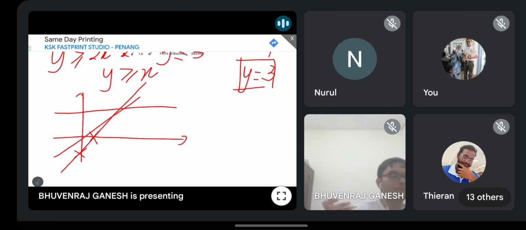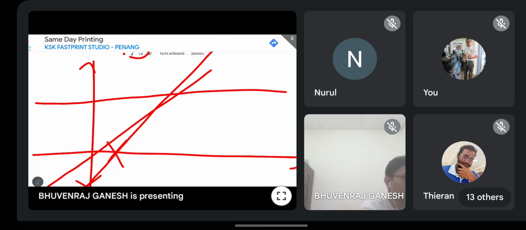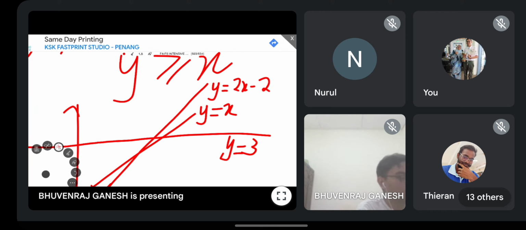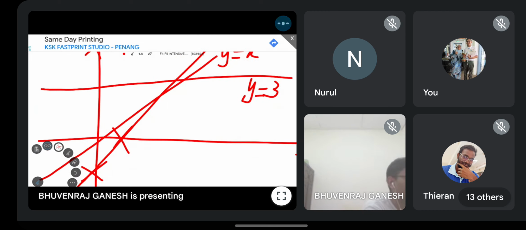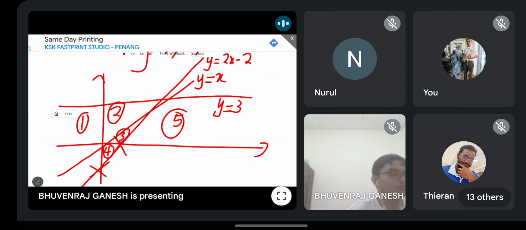Okay, so now guys, where will be the shaded region? I give you all numbers, saya bagi nombor kat kamu, lebih senang. Wait. This one is y equals x. This one is y equals 3. And then this one is y equals 2x minus 2. So you tell me the number, guys. 1, 2. The small region here is 3. This one is 4. And then maybe 5. Okay, guys, which is the answer? Yang mana jawapan untuk yang ni?